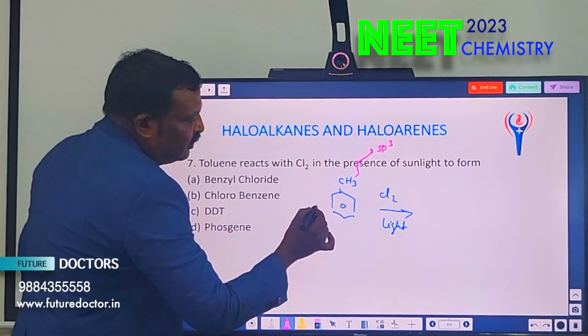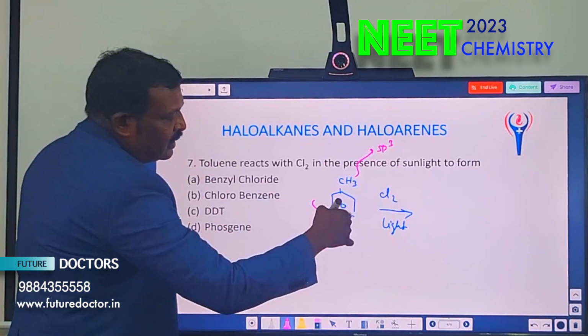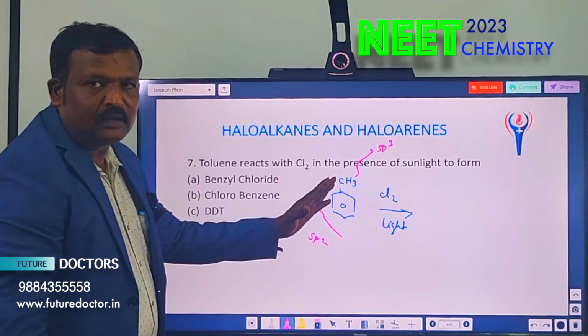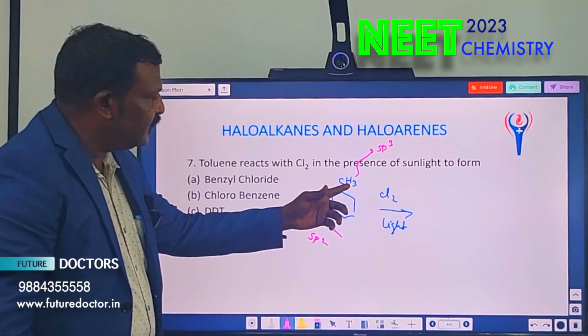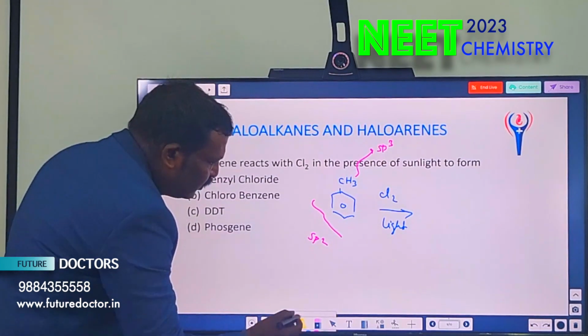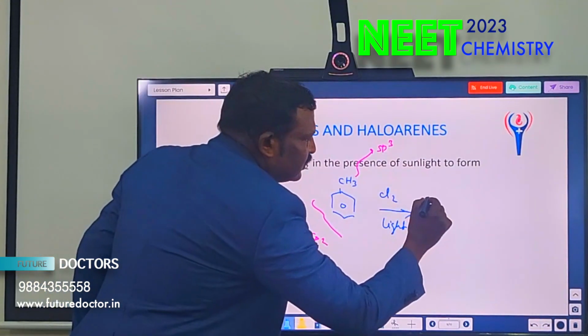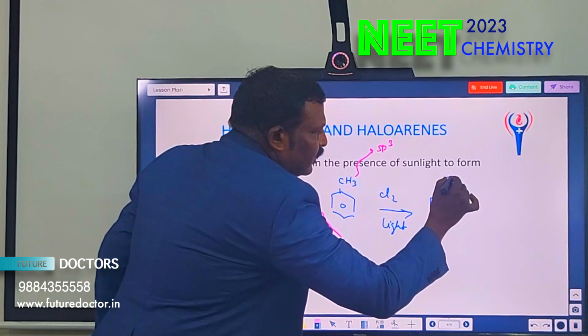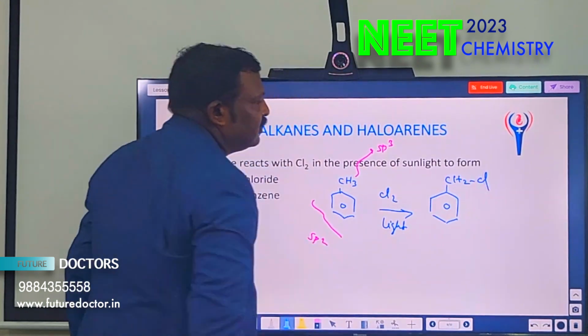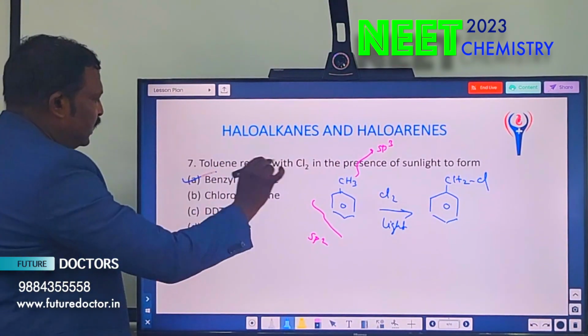In the benzene ring also we have hydrogen. These are called sp2 hydrogens. We cannot replace them. So replace this sp3 hydrogen by halogen. You replace one hydrogen by halogen, so the product will be CH2Cl. Understood? So benzyl chloride is the correct one.